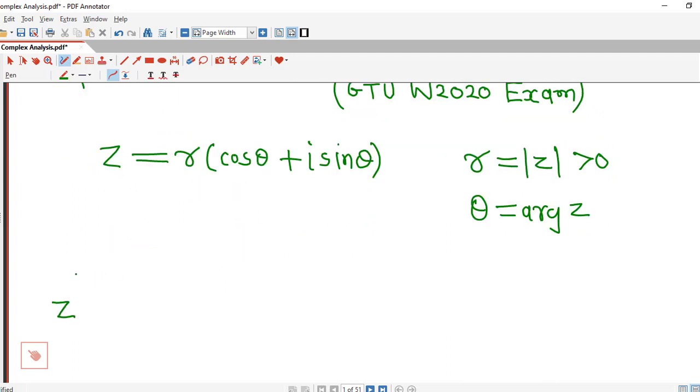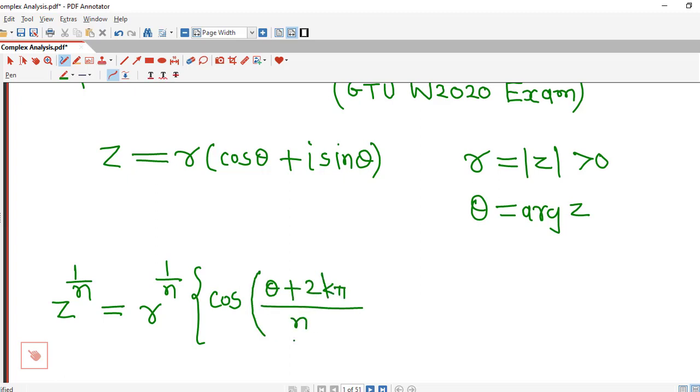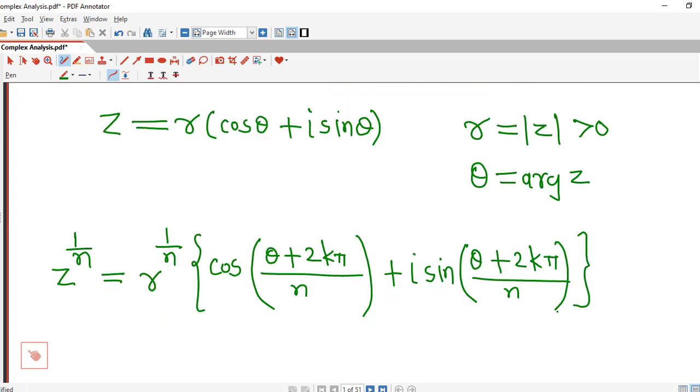Then we have seen in lecture number 5 that nth root of z is given by this formula, r to the power 1 by n, cosine of theta plus 2k pi divided by n, plus i sin theta plus 2k pi divided by n, and this k runs from 0, 1, 2 up to n minus 1. So there are n possible nth roots of complex number z.